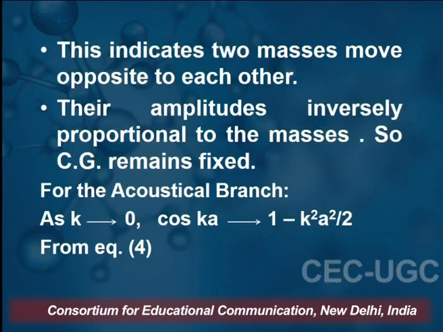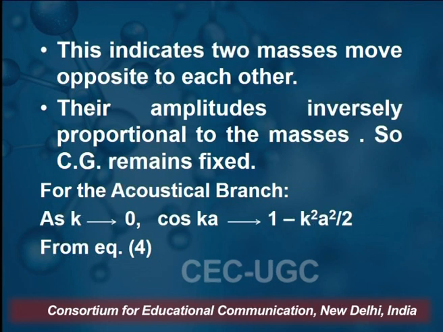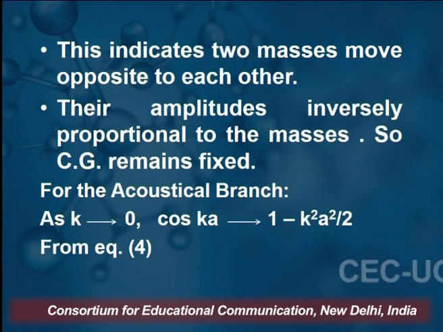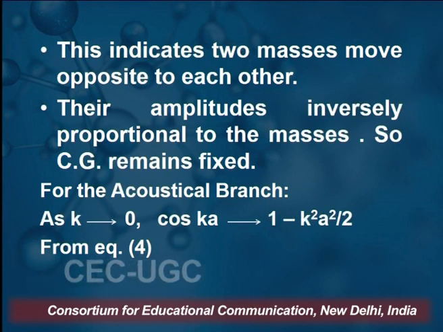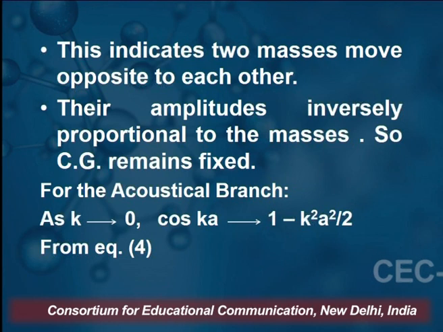If I go back, then what happens for the acoustical branch? Now, let us see. The acoustical branch is omega minus. As k tends to 0, cos of k we cannot take to be equal to 0, otherwise the entire system becomes equal to 0, everything. So, this can be expanded as 1 minus k square a square by 2.